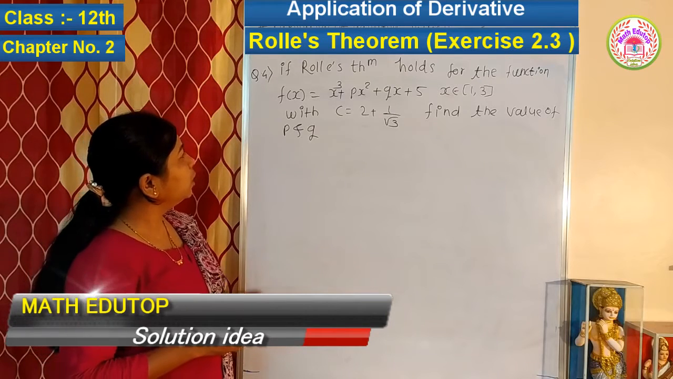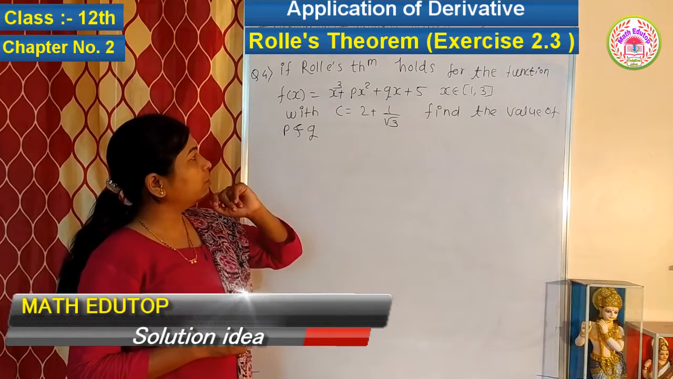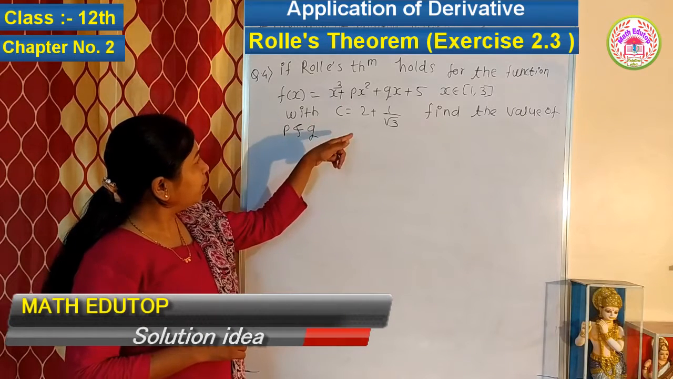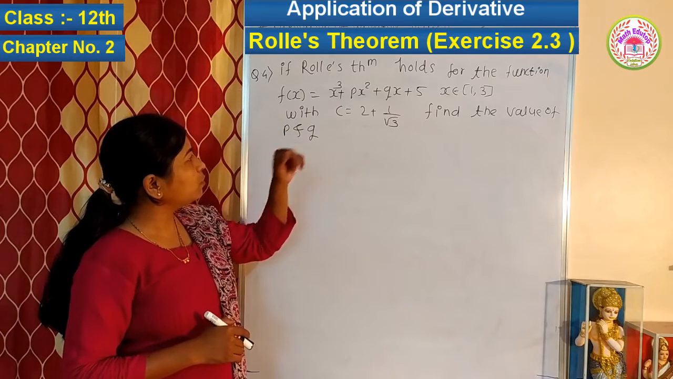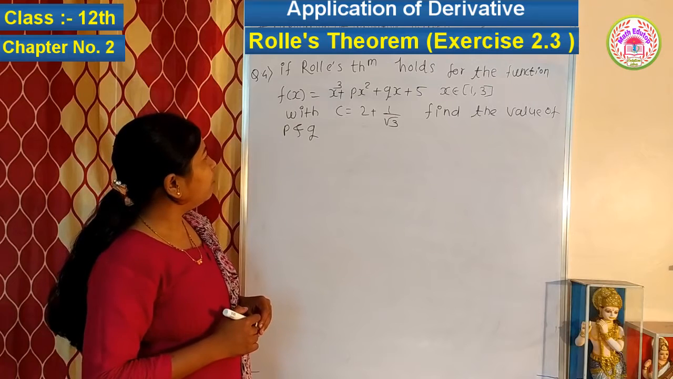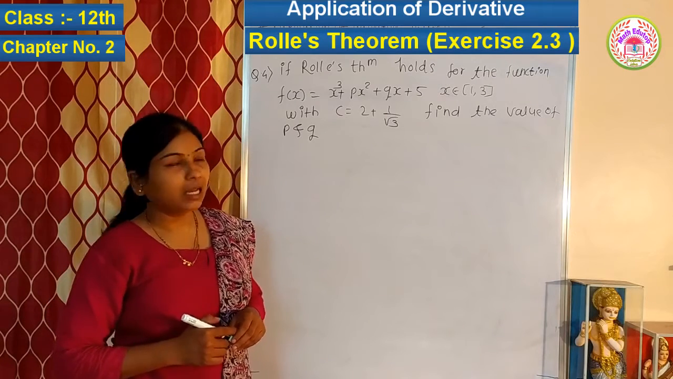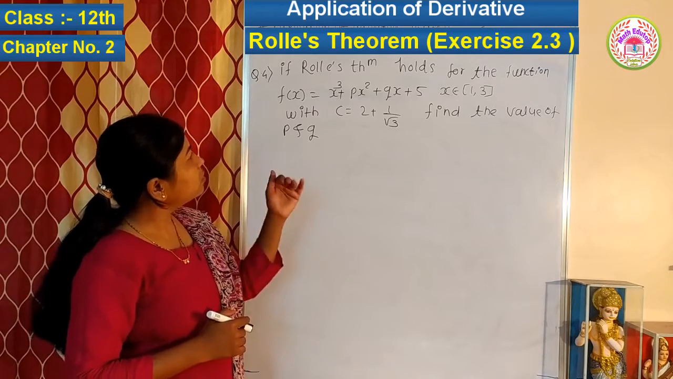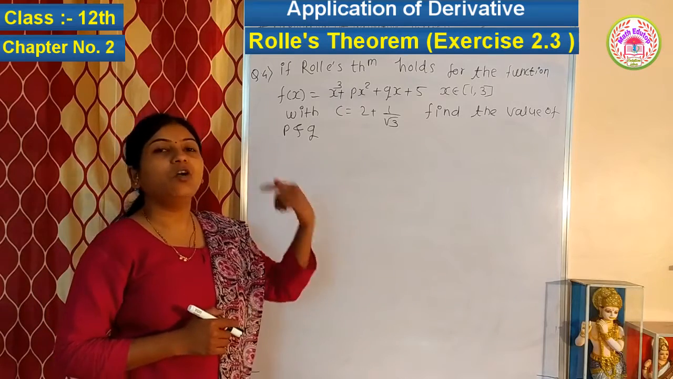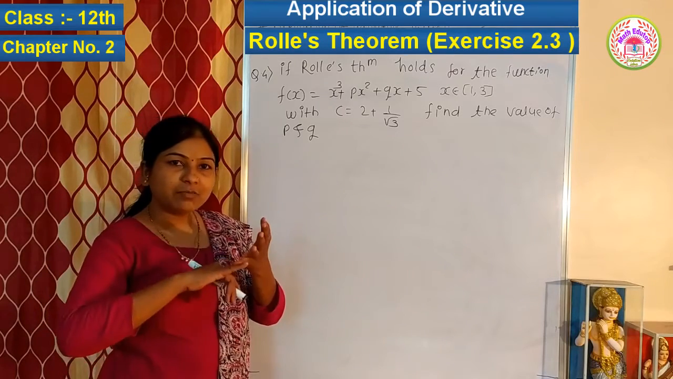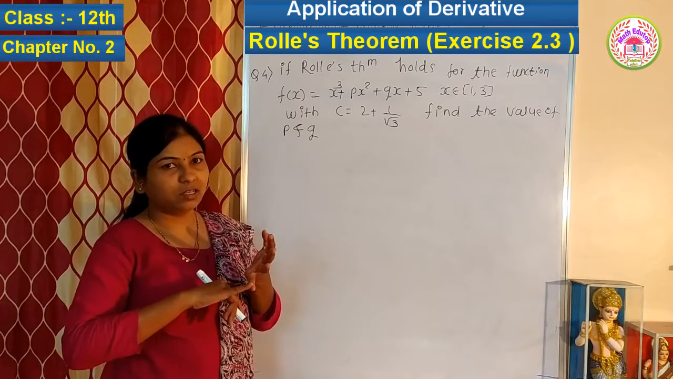The function is given on the interval 1 to 3, with c given as 2 plus 1 upon root 3. Find the value of p and q. It is given that Rolle's theorem holds for this function on the interval, meaning it satisfies all the conditions of Rolle's theorem.